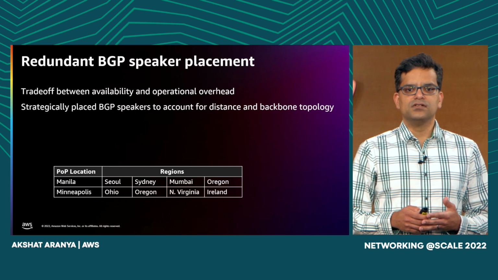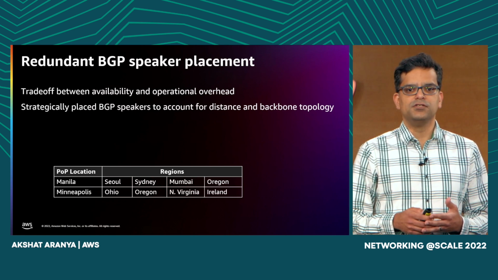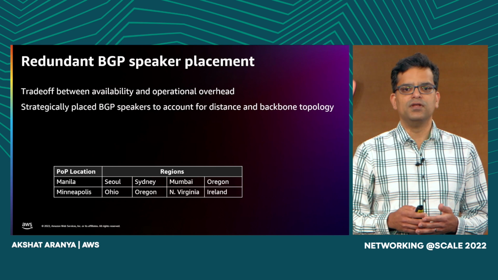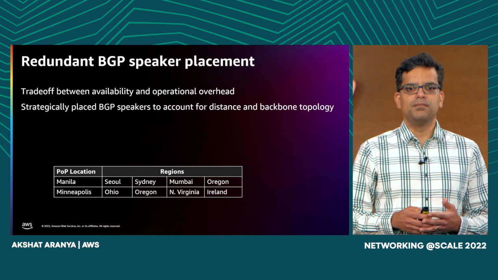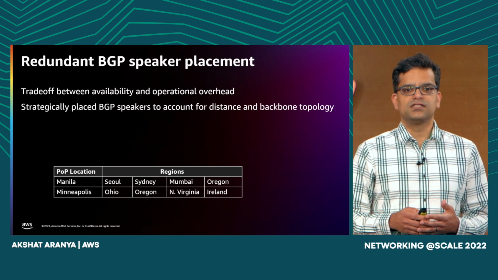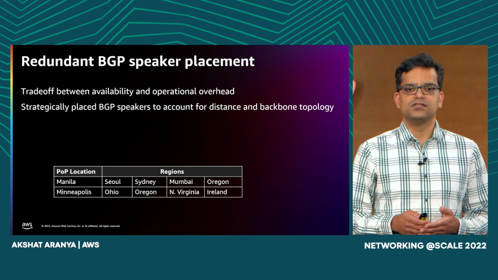Using redundant speakers also allows us to continuously deploy software upgrades. We can take down one of the 4 speakers, knowing that there are 3 other BGP speakers announcing the same routes and there would be no loss to availability. Also, in case we get a bad deployment, the blast radius is limited to 1 out of the 4 speakers, which minimizes our risk.